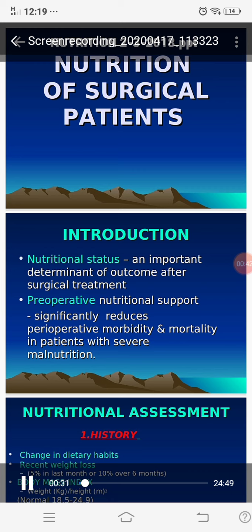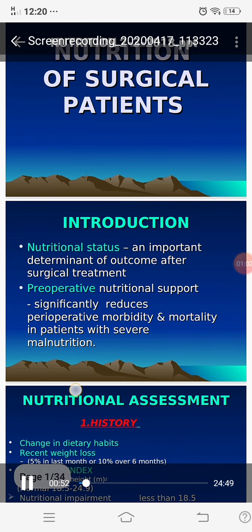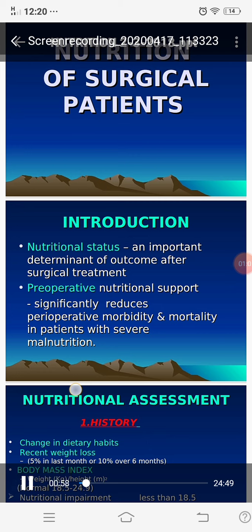So, what is the nutritional status? The patient should be assessed according to their height and weight, and that shows whether the post-operative morbidity and mortality will be good or bad. It actually reduces perioperative morbidity and mortality.